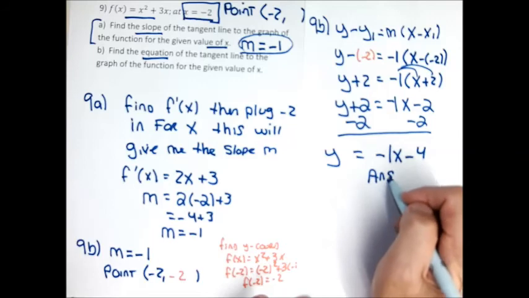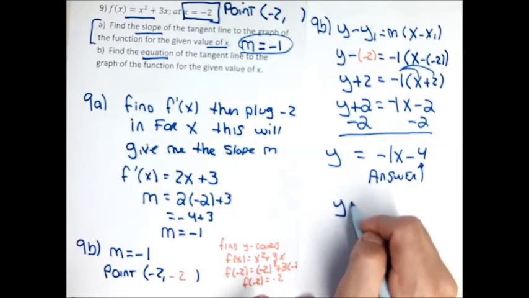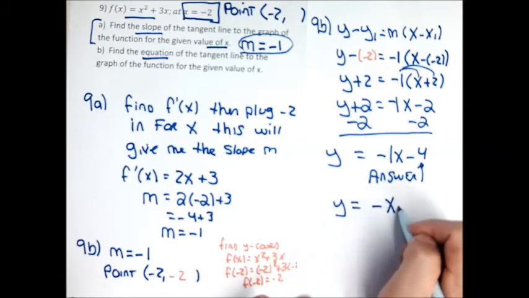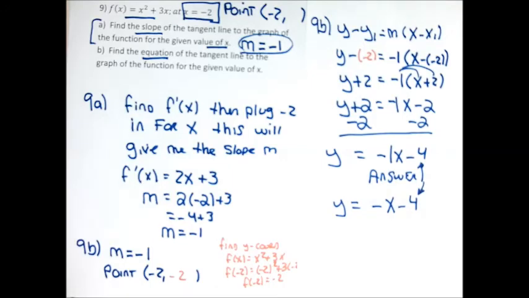This is a completely good answer for 9b, but you don't need to write the 1 with the x if you don't want to. Writing -x minus 4 is equally correct as writing -1x minus 4.